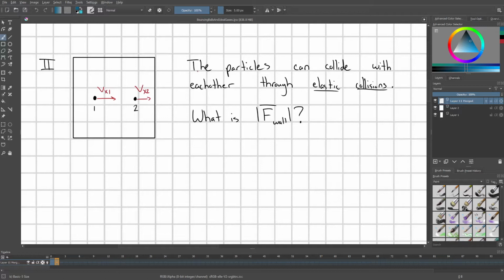So, the first thing that we need to make clear is what an elastic collision is like when we have two particles of equal masses. And I'm not going to prove everything mathematically. I'm going to show some things in a simulator for the sake of time. However, you can do these calculations very easily yourself.